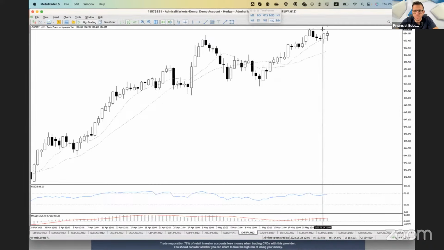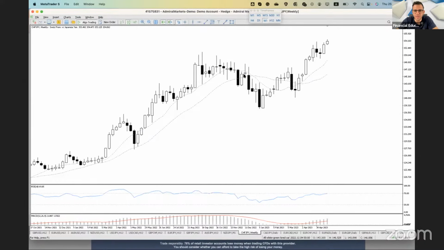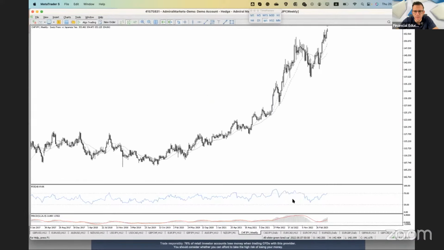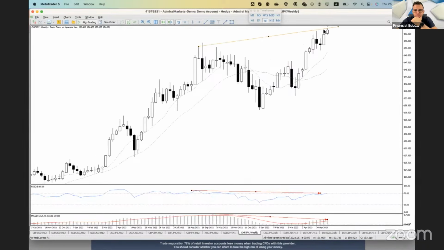CHFJPY, nice shallow retracement here. Let's see if we are at any significant area of resistance here. Weekly chart, we need to zoom out to the weekly. We came from a strong divergence here, and also the MACD prints reversal negative divergence. Let's think about that for a while. We have higher highs in price, we have lower lows. Bullish here.